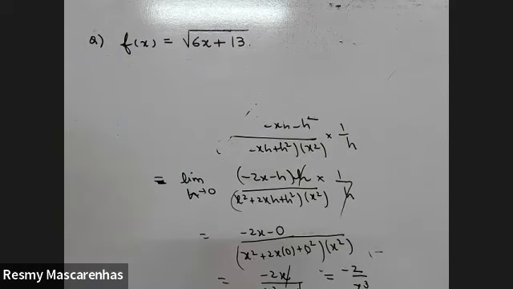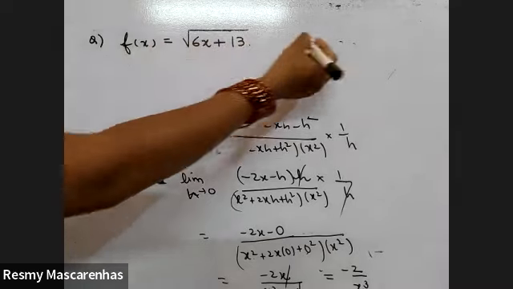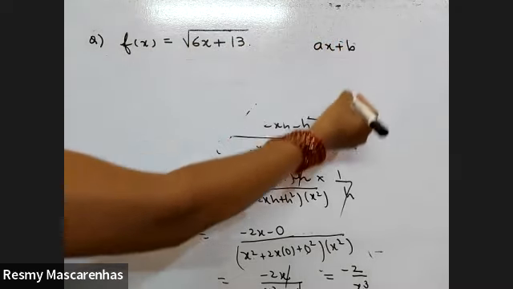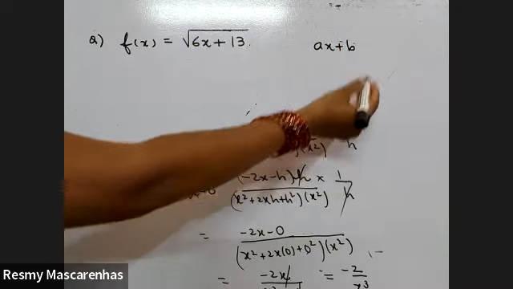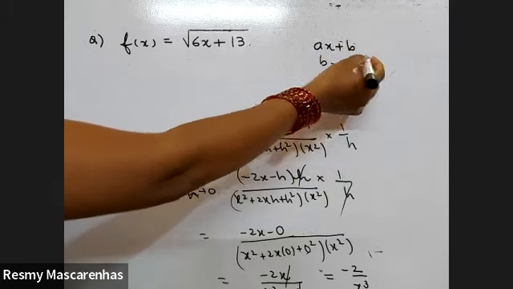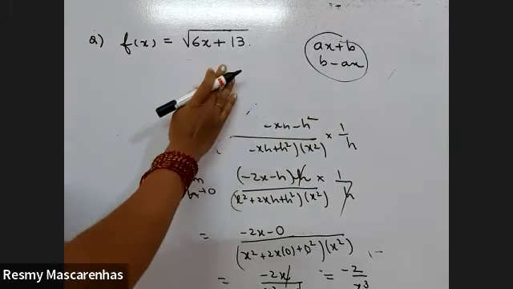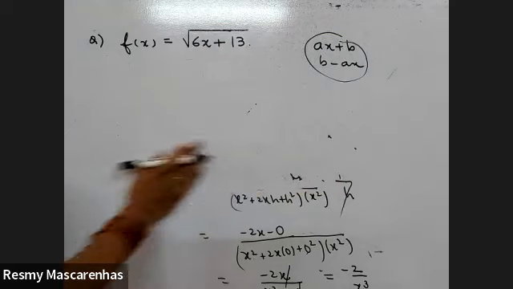Root of 6x plus 13. It can be given as 10x plus 5 or 20x plus 50. Anything, any number. These numbers can be in the form of ax plus b, or in the form of b minus ax. Whatever it is, the method will always remain the same.